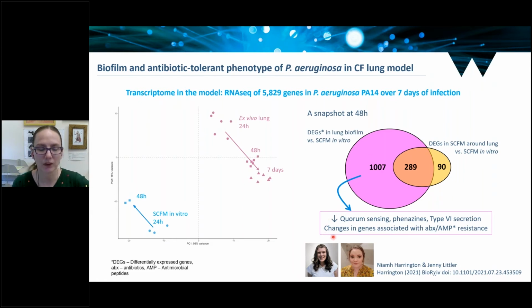But Neve was also able to pull out changes in the expression of genes which are associated with tolerance to antibiotics or to antimicrobial peptides. So she was finding changes in the surface of the cell and changes in efflux pumps. And there's a preprint of that story available if you would like to see the full story.